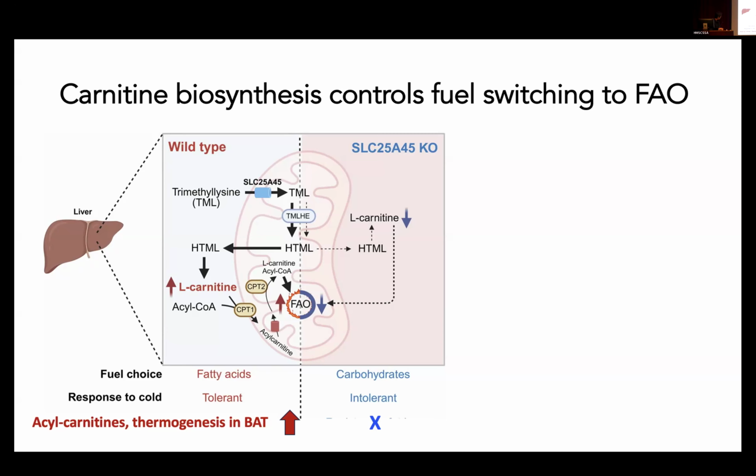Then we asked, what else? I'm not going to talk about the data, but fasting is another way to induce fast fuel switching to fatty acid.